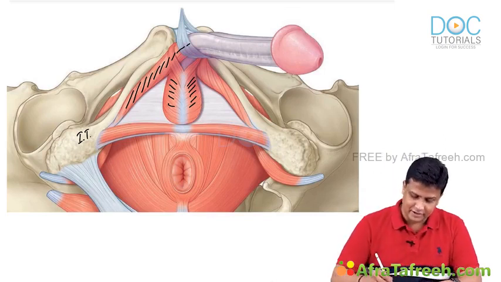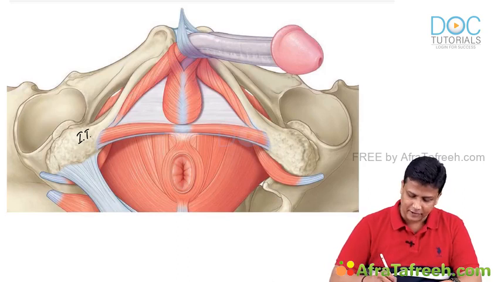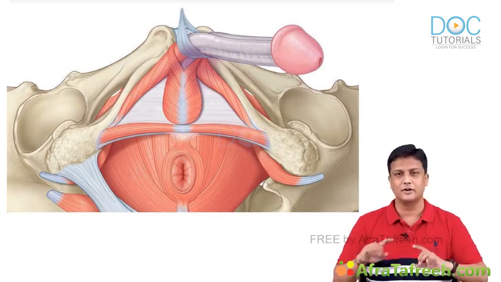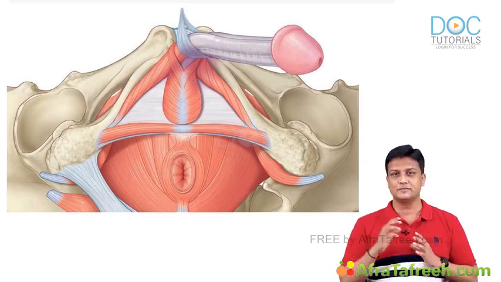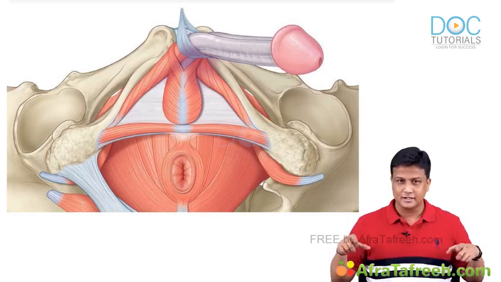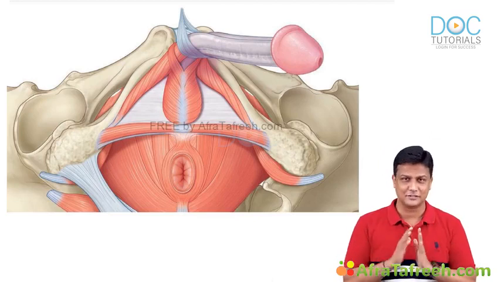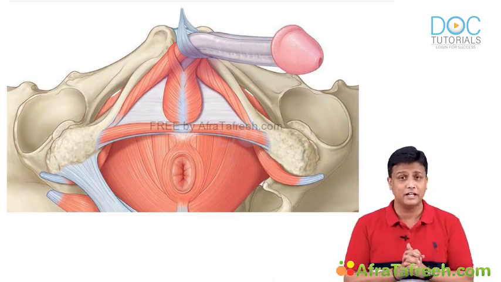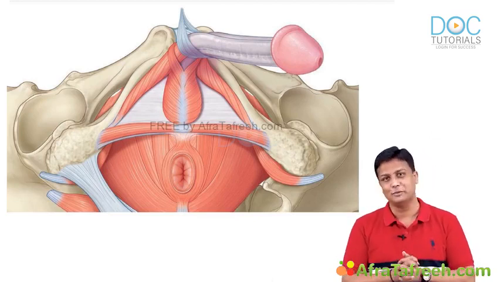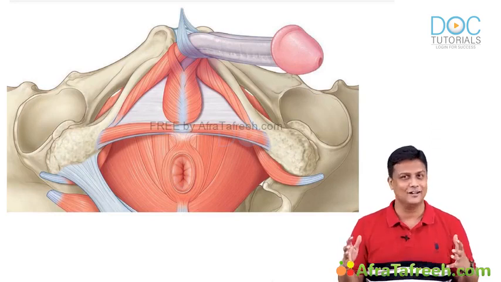So let me just summarize here for the last and final time, guys. The bulb will be surrounded by the bulbospongiosus muscle, and the crus will be surrounded by the ischio-cavernous muscle. It is very much meaningful now, and it will be easy for us to remember the names of these muscles in the long term.